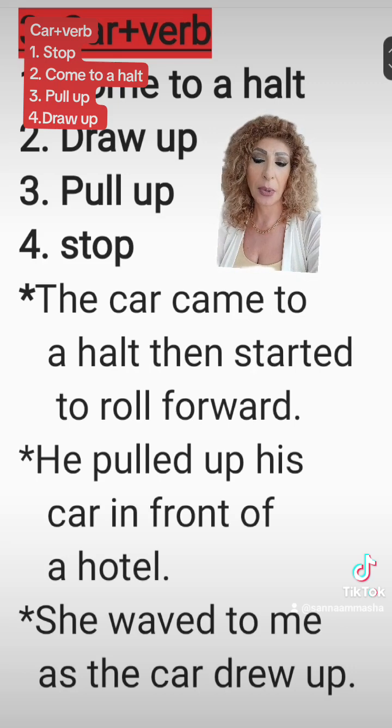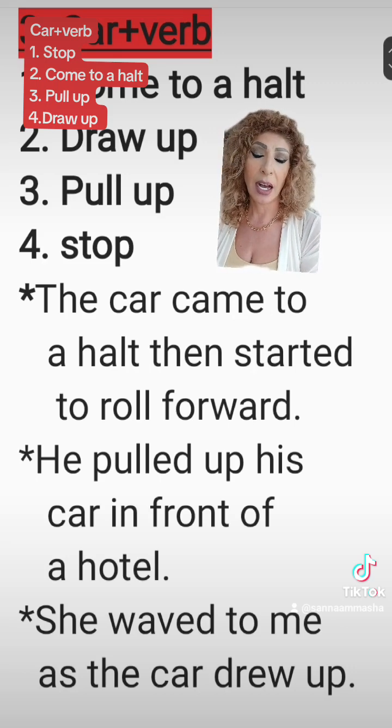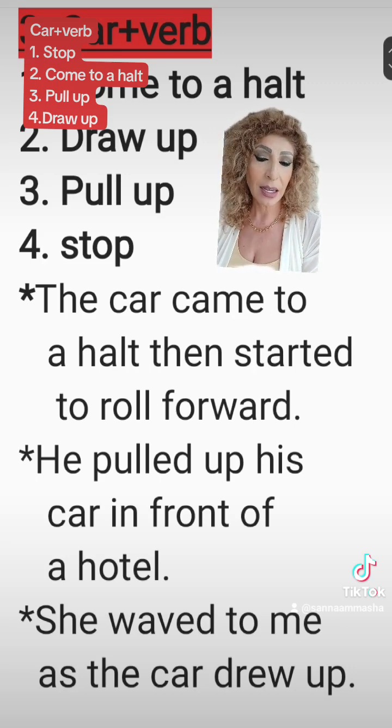In the third example, she waved to me as the car drew up. She waved to me as the car drew up, and drew up here is in the past. Also, we have two sentences joined by as. In the first sentence, the verb waved is in the past tense, and the verb of the second clause is drew up.